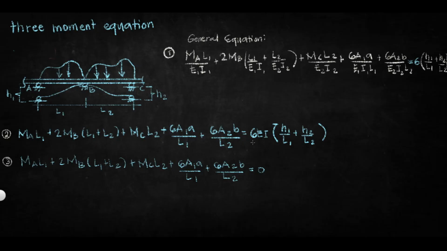The three-moment equation is used to solve continuous span beams. When we say continuous span, we mean two or more spans. That is what we can consider.